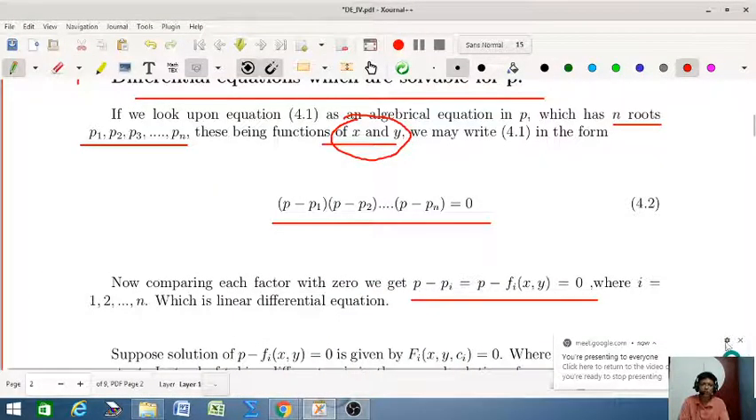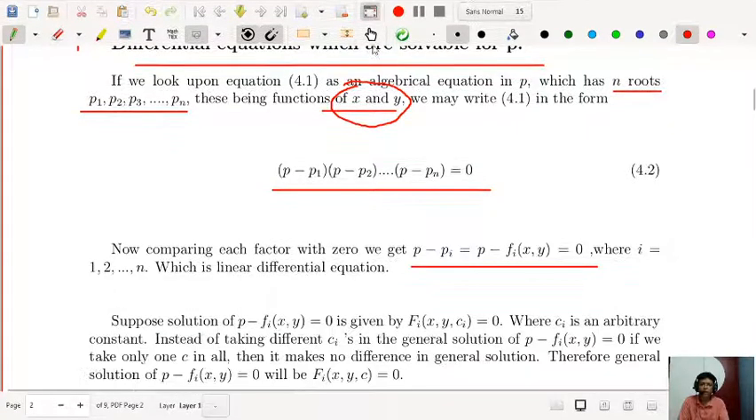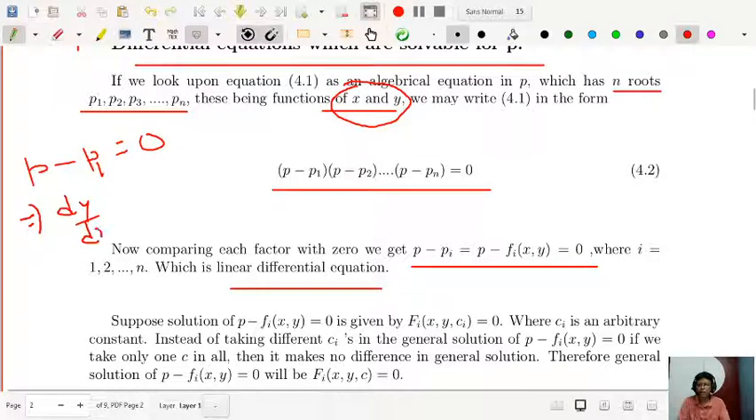So p minus pi equal to 0, where pi is written as a function of x and y, i equal to 1 to n, which is a linear differential equation. Look at one of the factors, let us say p minus p1 equal to 0. What is your p? It is dy/dx. And p1 is a function of x and y. So this is a linear differential equation, dy/dx equal to f(x, y). So each of the factors will be a linear differential equation.